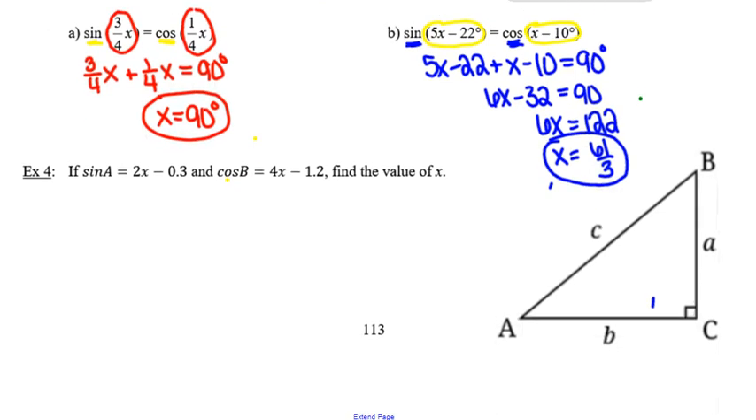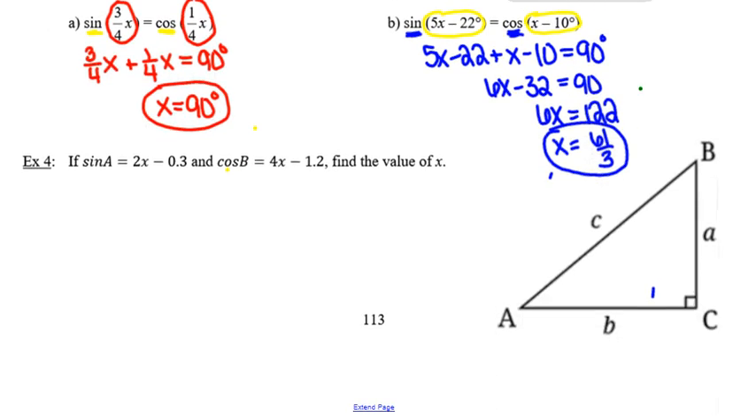Example 4 is a little bit different here. We don't have sine on one side of the equal sign and cosine on the other. But rather, what we know is that the sine of the first angle in the triangle is equal to 2x minus 3/10, and that the cosine of its complement is equal to 4x minus 1 2/10.